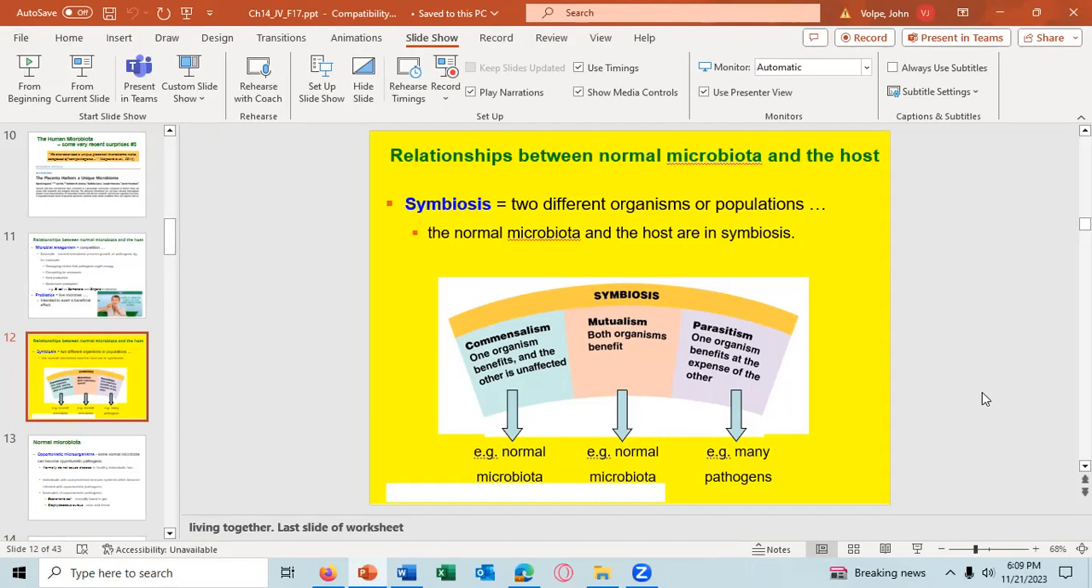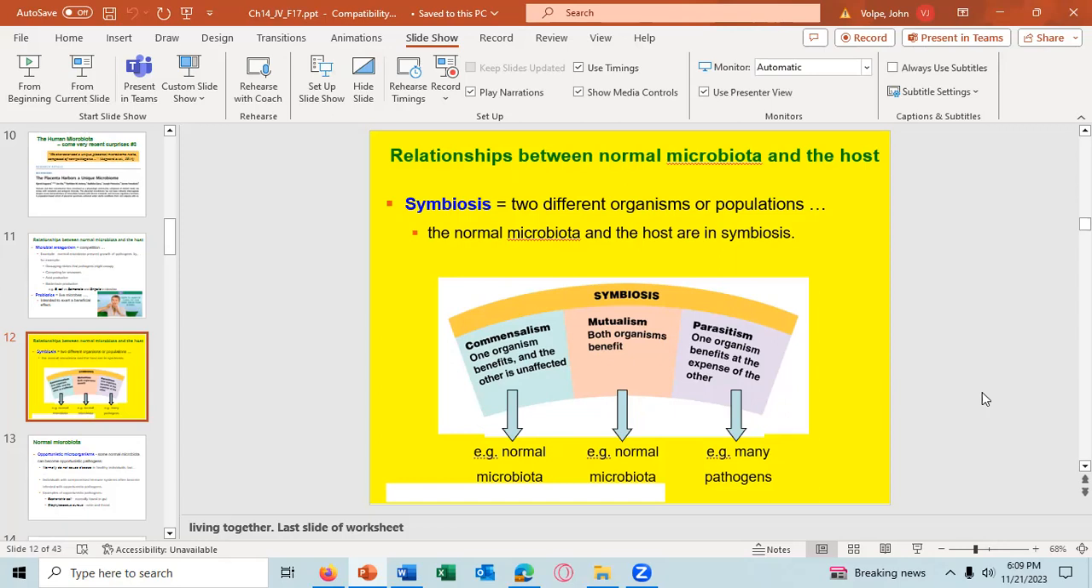Like the microbes in our stomach, they're given a home, and generally it's a good home because hopefully you're eating properly. And then the bacteria benefit us, like E. coli helps us to digest our food. So that's a mutualistic, symbiotic relationship of the normal microbiota.